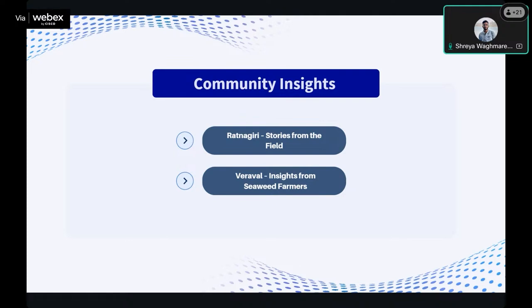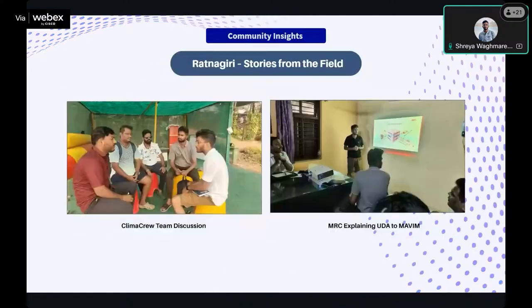But the main thing which bonds them together is the vast Indian Ocean. So starting with Ratnagiri, I'm very thankful to the Climacro team for arranging very informative and deep discussion meetings around it. The first snap shows the initial discussion on day one with the Climacro team.